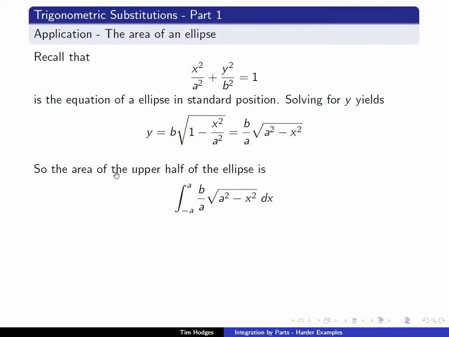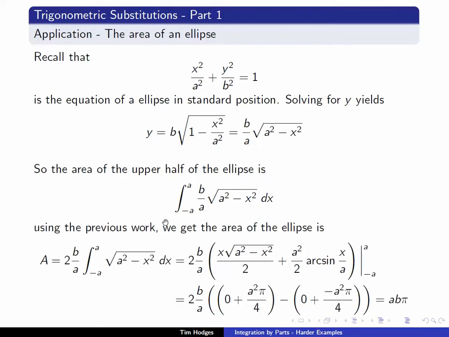So the area of the upper half of the ellipse is the integral from minus a to a of this function. And the area of the total ellipse will be twice this, so it'll be twice the integral from minus a to a of root a squared minus x squared. So we just throw in this formula we found on the previous slide and evaluate between minus a and a.